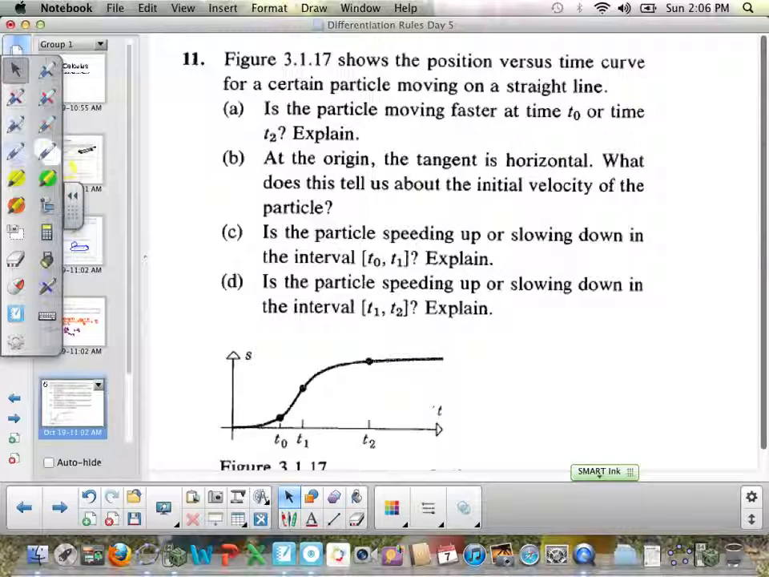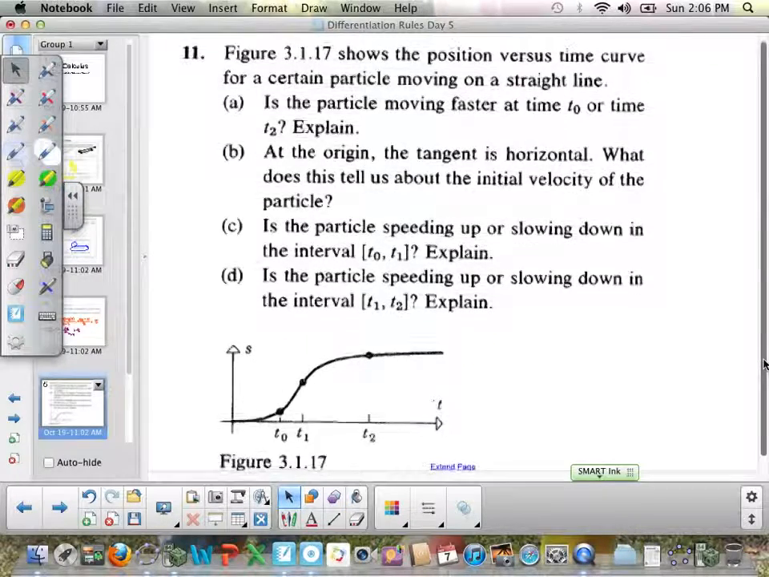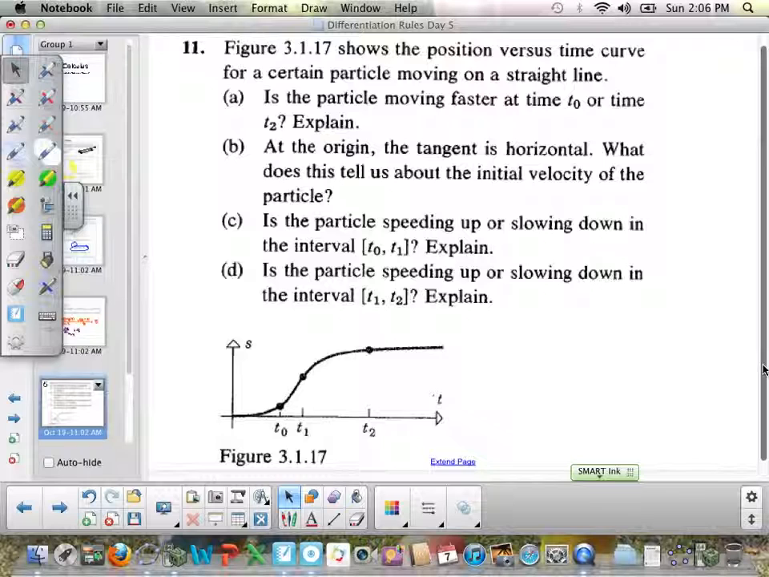For number 11, in no particular order, we have a graph that shows position versus time. So this is a graph of position. Is the particle moving faster at t sub 0 or t sub 2? Well, moving faster, that's speed, velocity. Velocity when given position is a derivative. So we're saying which one has a higher derivative, or slope of the tangent line?